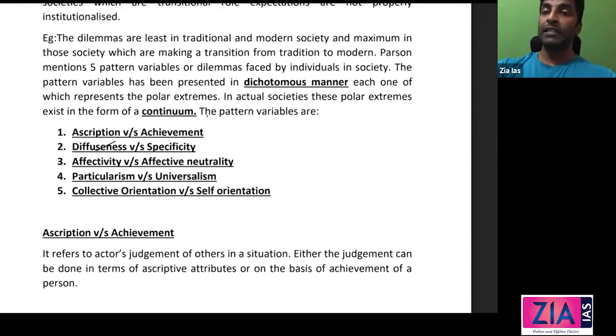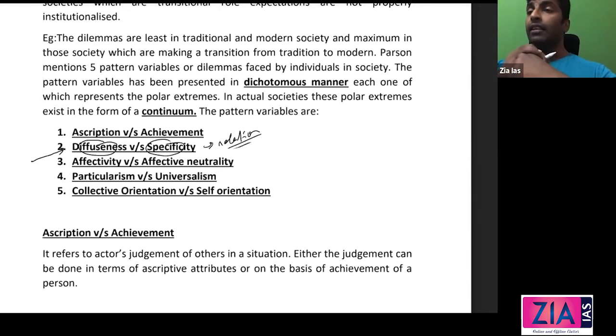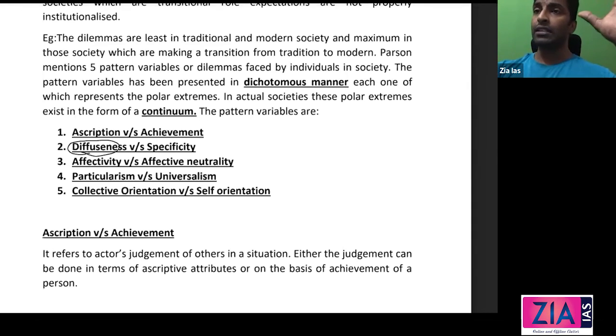Okay, diffuseness, specificity, affectivity, affective neutrality. Diffuseness and specificity: in traditional society, you can explain it in terms of relations between people, relationships. See, in traditional society, it is diffused, right? Whether it is a teacher-student relation, it is diffused, and you will talk everything to the teacher, and then the teacher will offer solutions and all those things. Specificity, modern society, commercialization of education, you are very specific, whether the teacher or the student, very specific, and not even having time or anything.